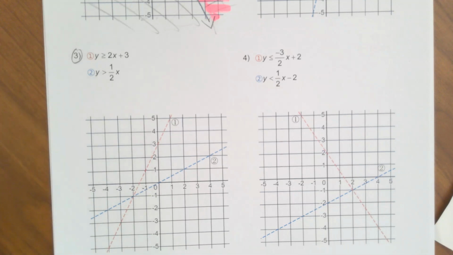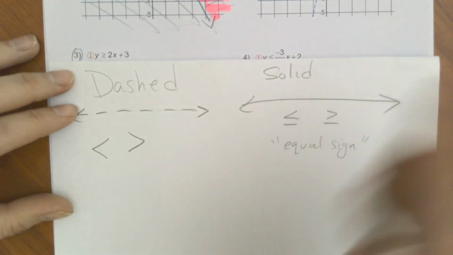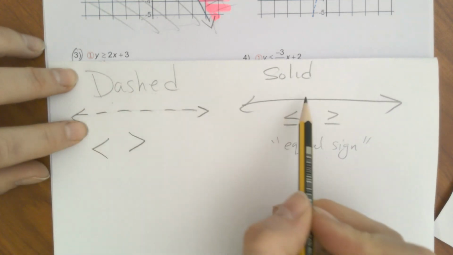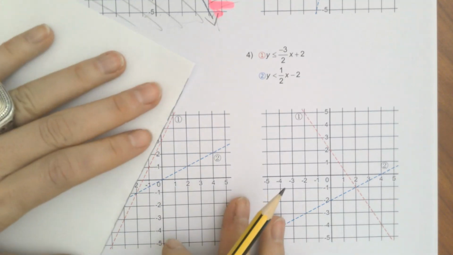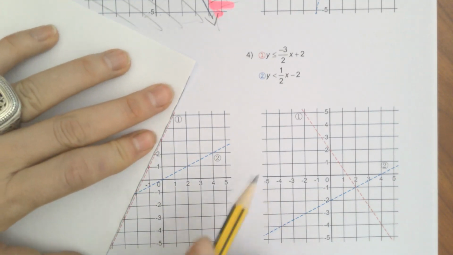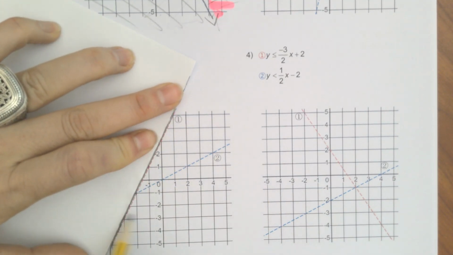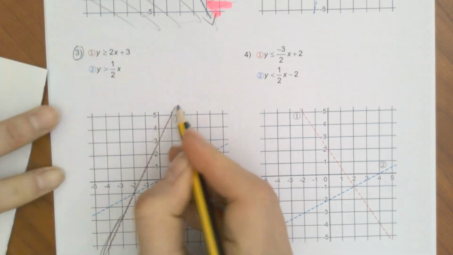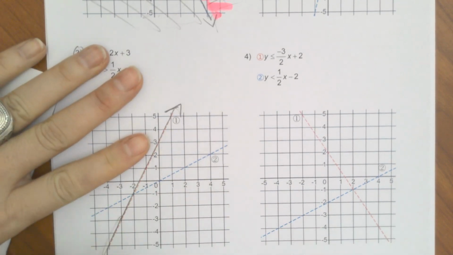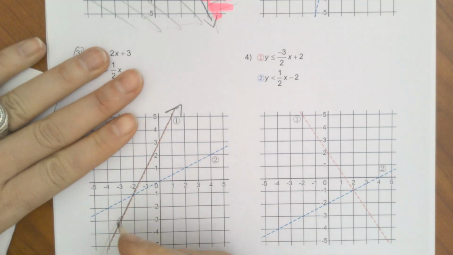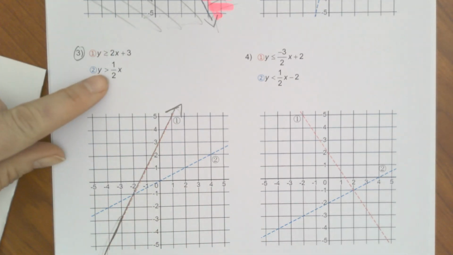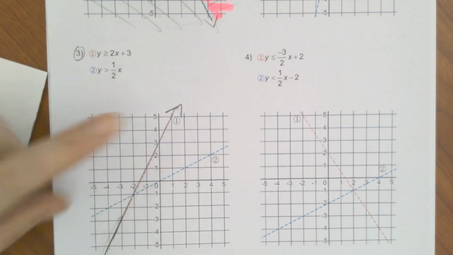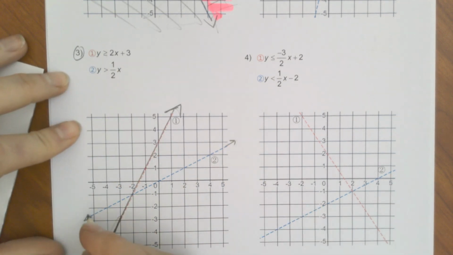So first let's see if the lines are dashed or solid. The first inequality has an equal sign, so I know it has to be solid. So number 1, the red one, is solid. So let's make it solid. Oops, I should use a ruler. There, let's erase the messiness from here. That's a solid line. And the second one, there's no equal sign, so we know it's dashed, so we're just going to keep it the same.